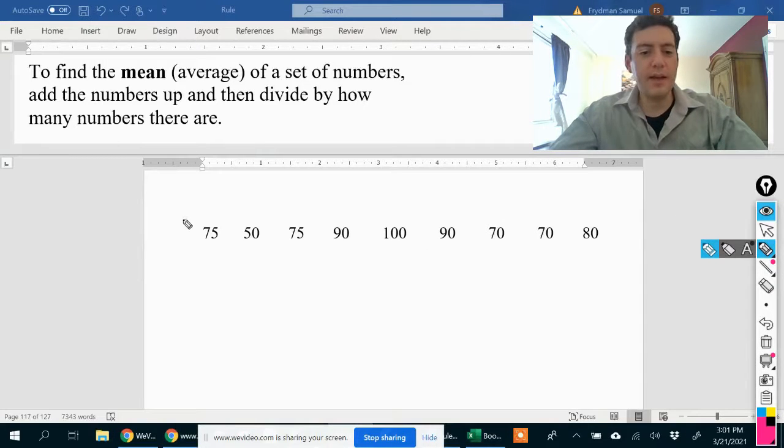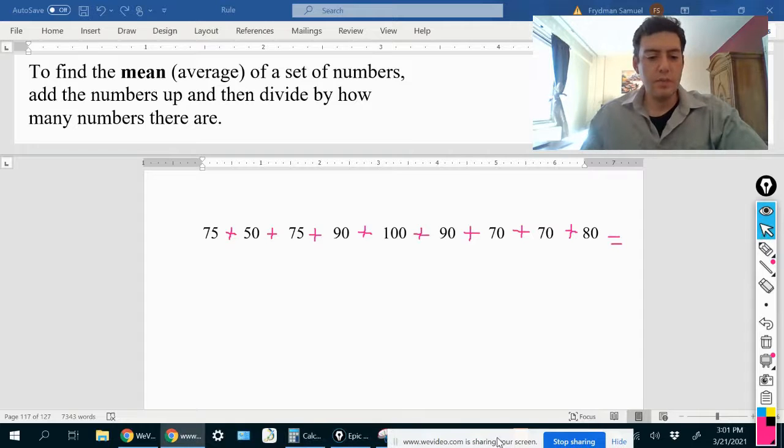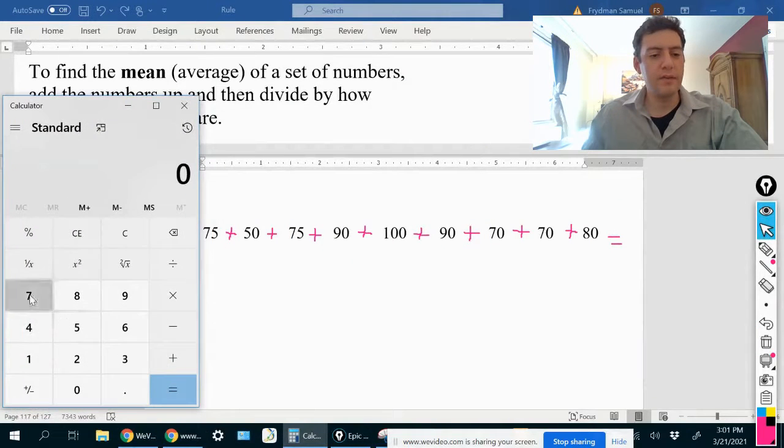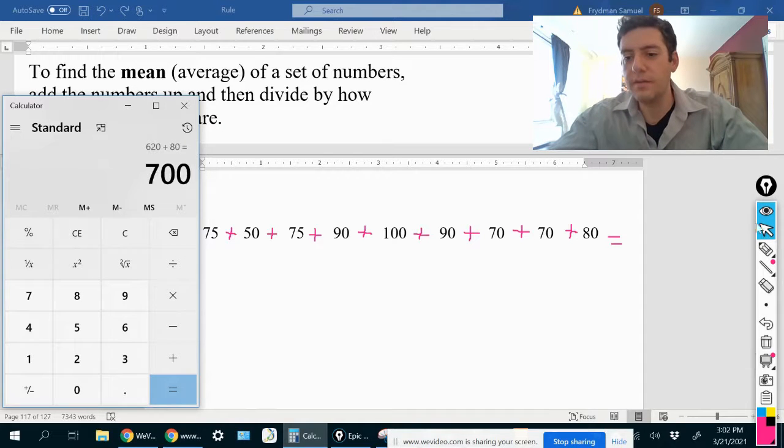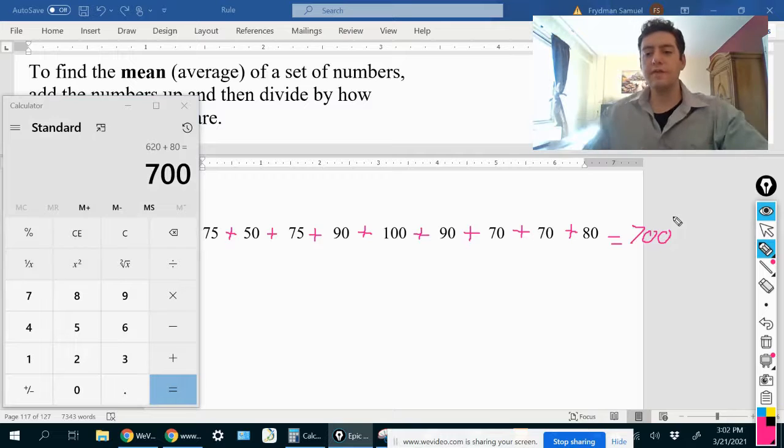Okay, so let's just go ahead and add these up here. I'm just going to put plus signs between all of these. We could do it by hand, but I'm just going to go ahead and use a calculator for this. So we have 75 plus 50 plus another 75 plus 90 plus 100 plus another 90. If you have the same number more than once, you have to add them all up. Plus 70, plus another 70, plus 80, and we get 700 there. Okay, so that's the first thing to do.